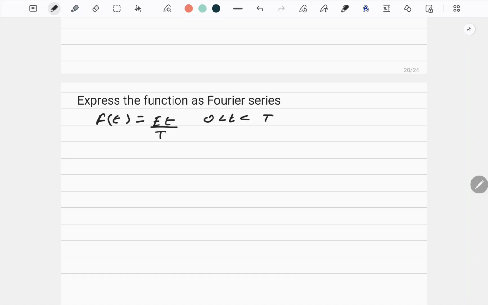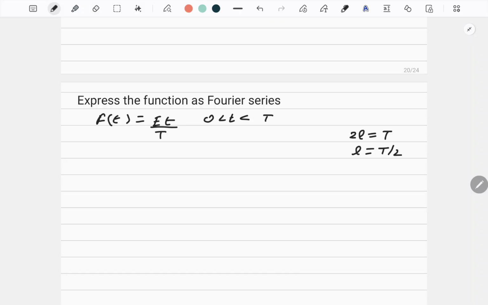Express the function as a Fourier series. Okay, fine. Now, what is the L value? The L value is, if you compare 0 to 2L, so 2L is equal to capital T. So L is equal to T by 2 now.